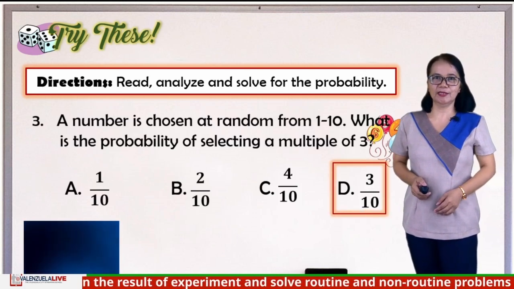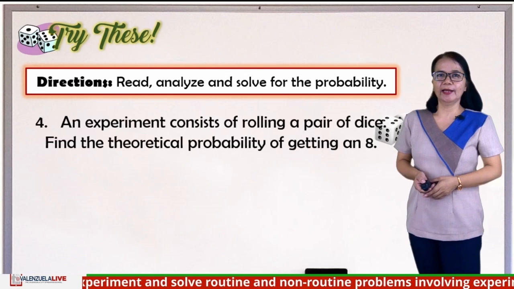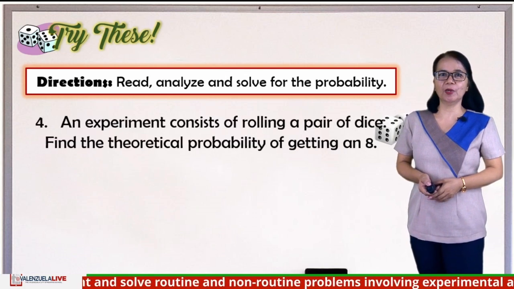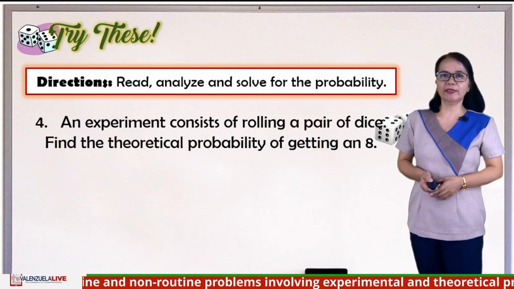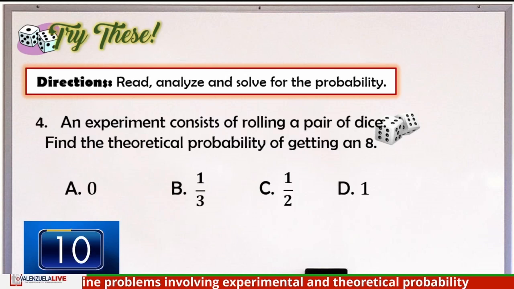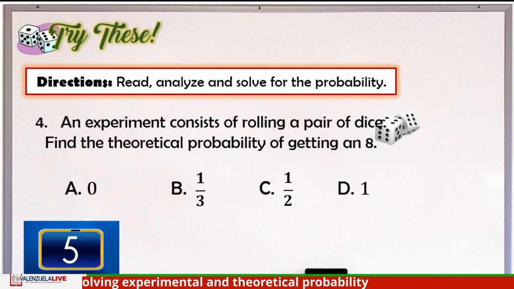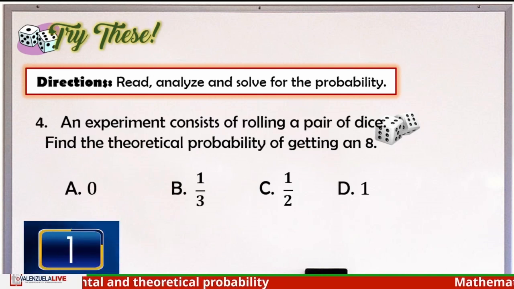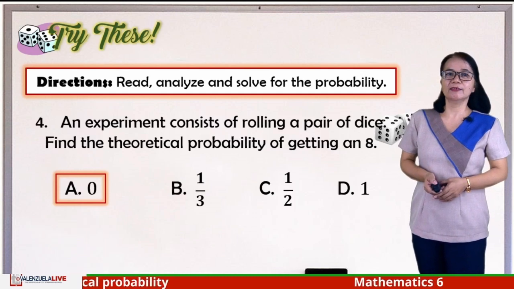It's letter D, 3/10. For number 4, an experiment consists of rolling a pair of dice. Find the theoretical probability of getting an 8. It's letter A, 0.